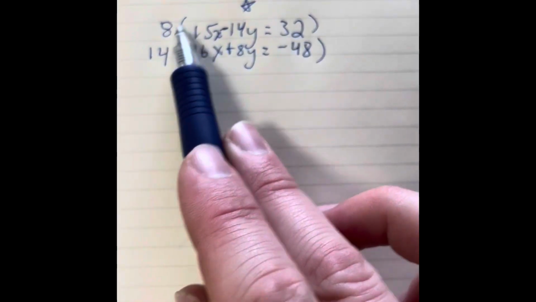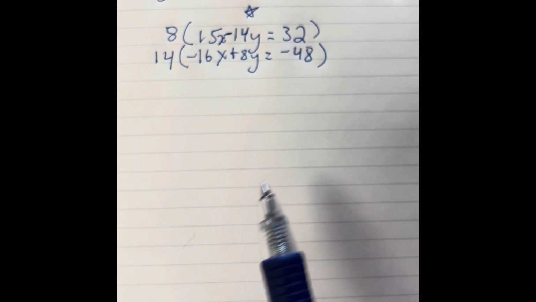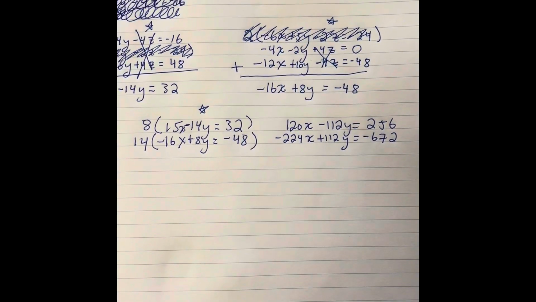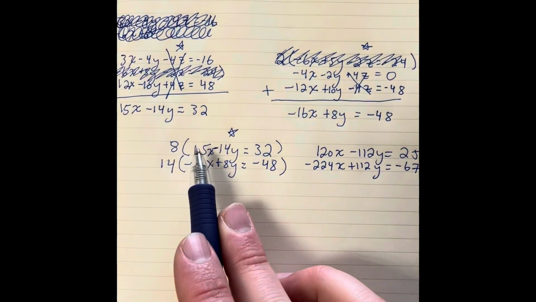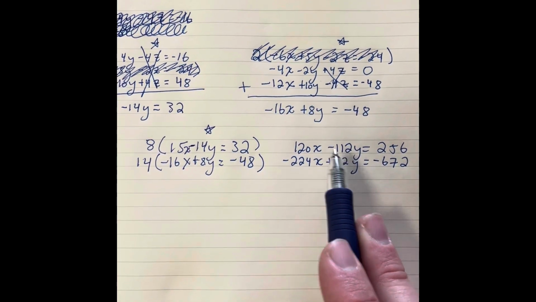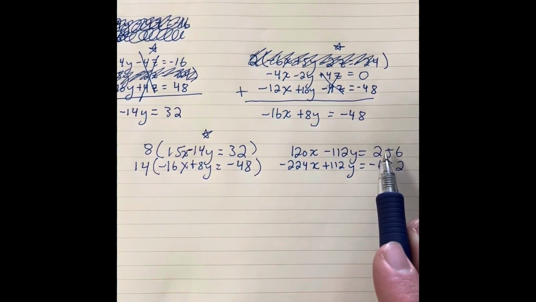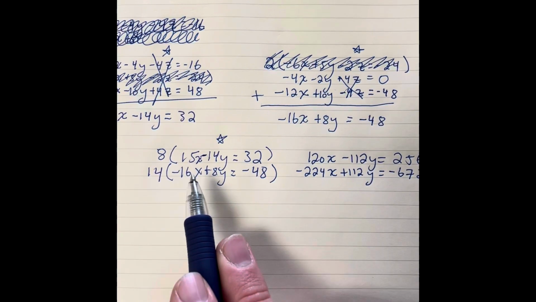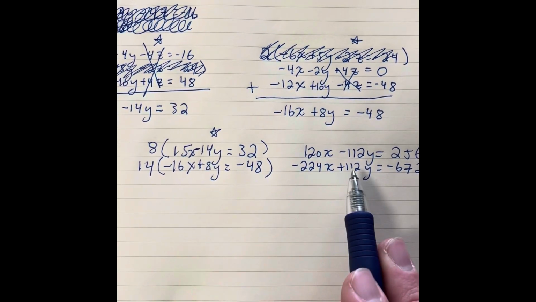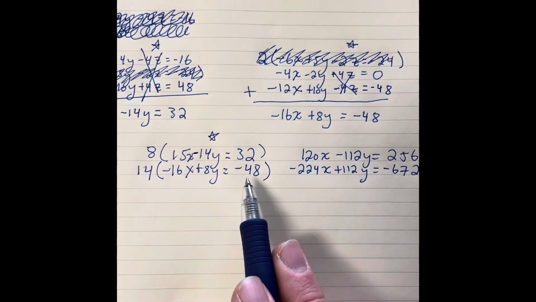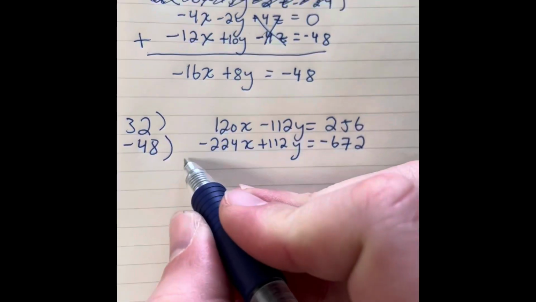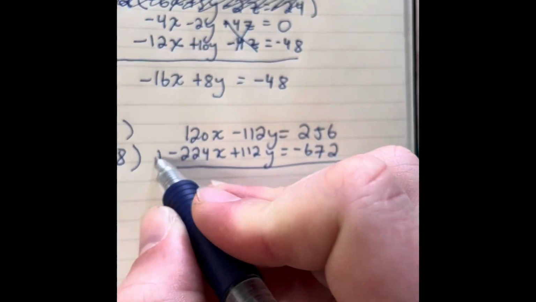Since these are kind of huge numbers, I'm honestly going to pause the video and get the correct numbers just to the side here, okay? Okay, so what I did: 8 times 15 to get that 120, 8 times negative 14 to get negative 112, 8 times 32 to get 256. 14 times negative 16 to get negative 224, 14 times 8 to get positive 112, 14 times negative 48 to get that negative 672.